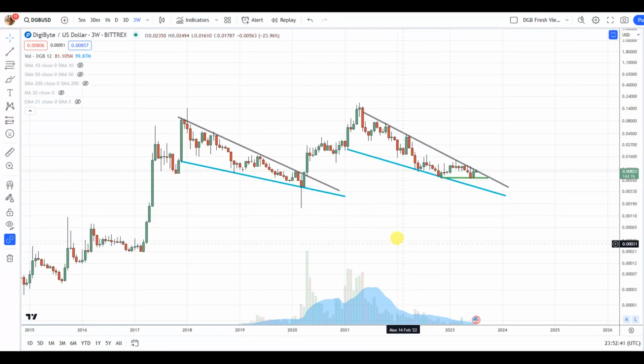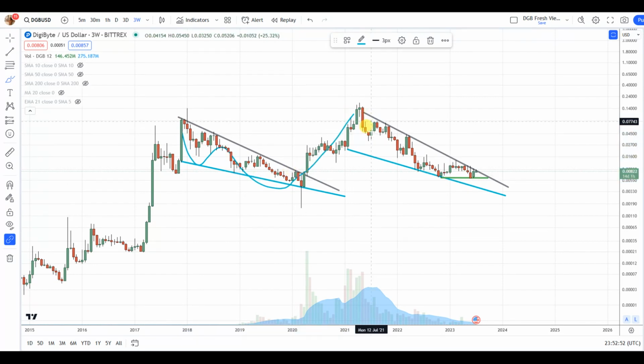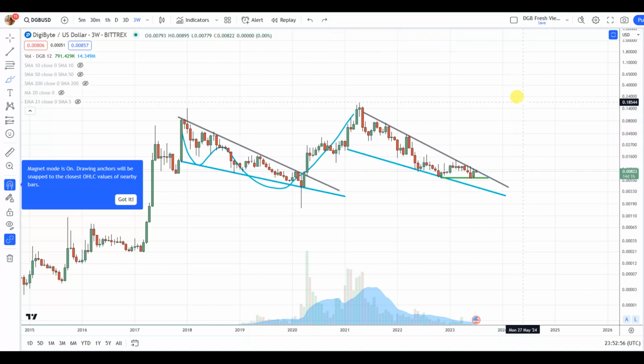Next chart I want to take a look at with you. Actually, I want to take a look at this chart. This is a 3-week chart. Again, we're in a falling wedge pattern here, just like we were here. Falling wedge and a breakout. Falling wedge, you can see the double bottom. Are we going to see a breakout?